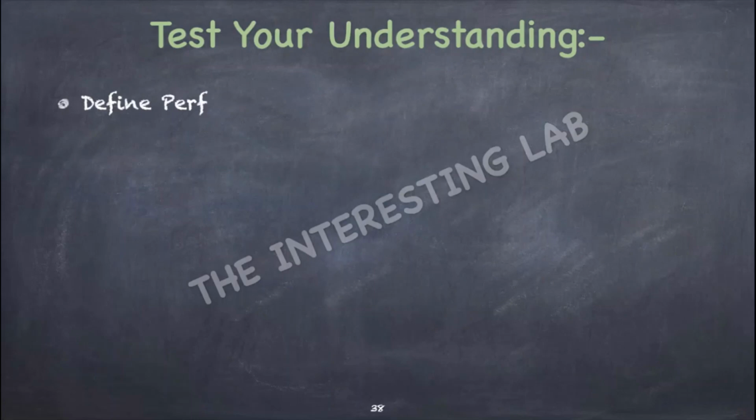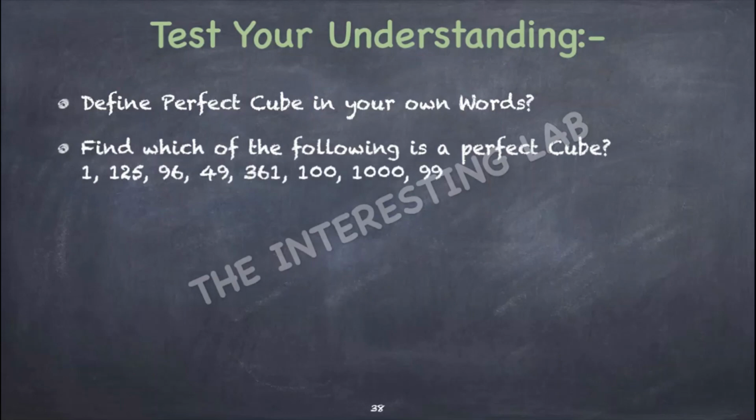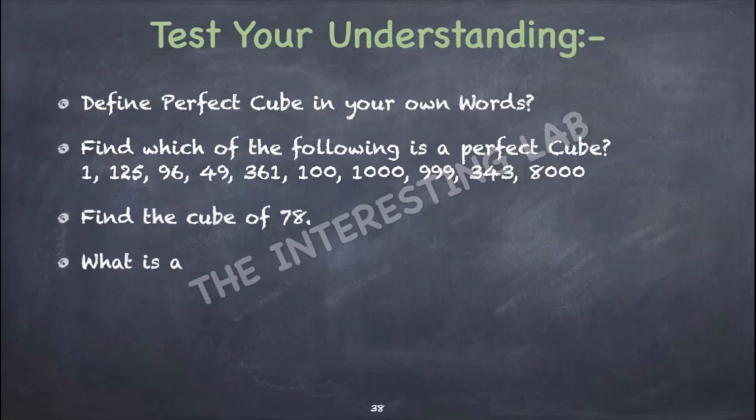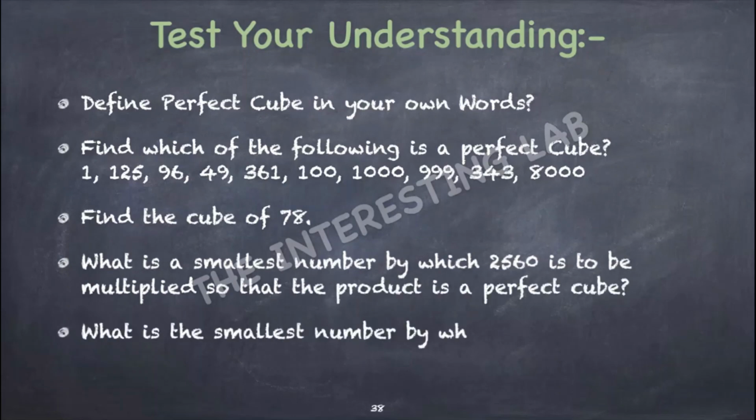To know how much you all understand about this topic, here are some questions. Define perfect cube in your own words. Find which of the following is a perfect cube: 125, 96, 49, 361, 100, 1000, 999, 343, 8000. Find the cube of 78. What is the smallest number by which 2560 is to be multiplied so that the product is a perfect cube? What is the smallest number by which 392 must be multiplied so that the product is a perfect cube?